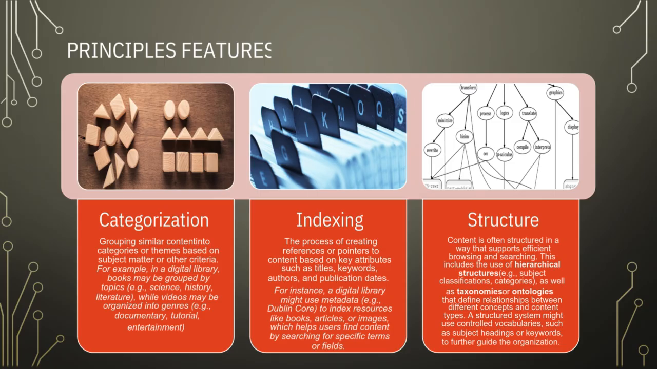Third, structure. Structure refers to how content is organized logically within the system, often using hierarchical arrangements, taxonomies, or controlled vocabularies. A common library example is subject-based navigation, where users browse from a broad category like information science, then move to digital libraries, and finally to content organization. This hierarchical structure supports both browsing and learning, especially for users who are exploring a topic rather than searching for a specific title. Together, categorization, indexing, and structure form the backbone of digital library ecosystems, ensuring that information is organized, searchable, and meaningful to users.